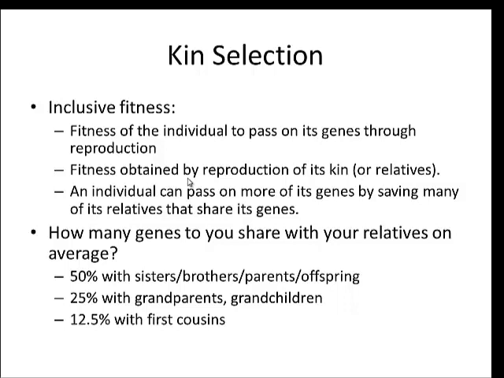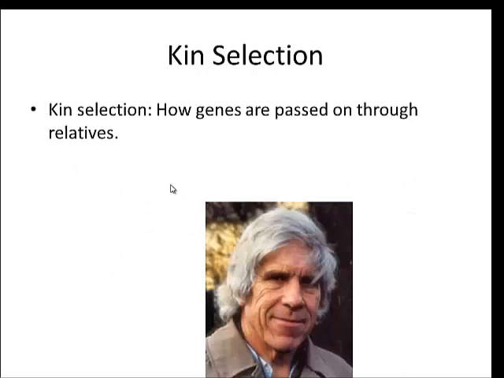So, how many genes do you share with your relatives? If you have a brother or sister, you share 50% of your genes with them. So if you're a squirrel living in a community and you warn others of this lion coming through and eating a whole bunch of squirrels, or a meerkat I guess, and you die, but maybe you save a lot of your brothers and sisters. You share 50% of your genes with them. If you have the gene for altruism, you can pass that on through your brothers and sisters. You share 25% with your grandparents and grandchildren, 12.5% with first cousins, and all you have to do is the math. So this was put together by a guy named Hamilton.